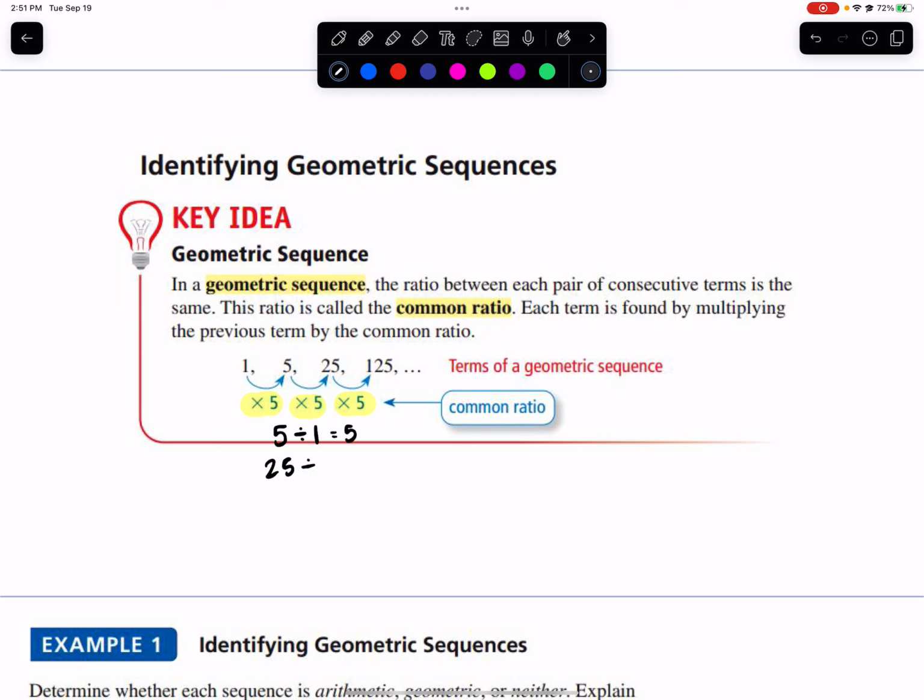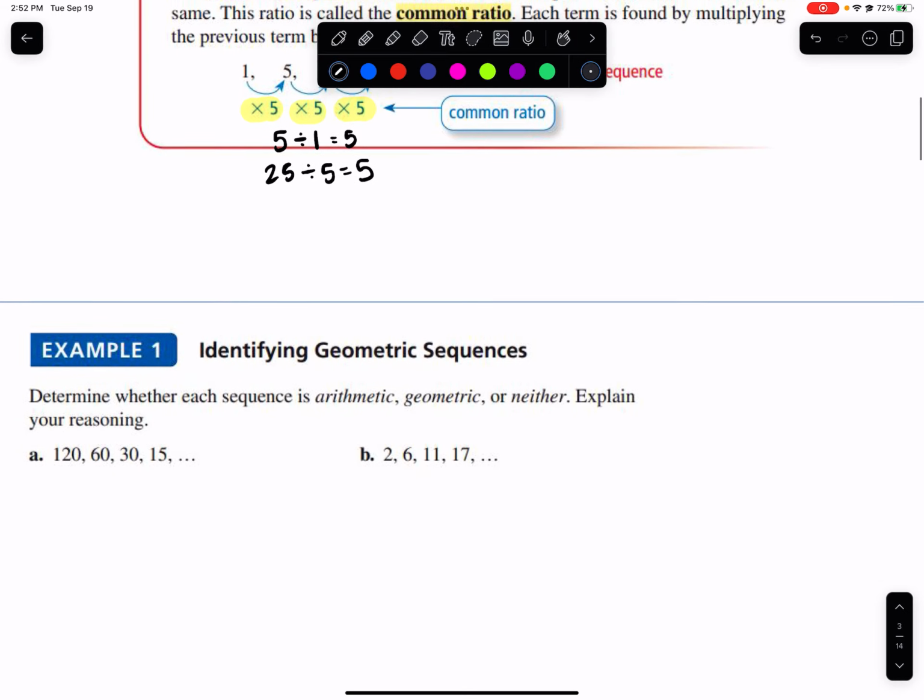So in this example, if I were not able to tell that I was multiplying by 5, what I would do is take 5 divided by 1, or 25 divided by 5, or 125 divided by 25, and they would all give me that common ratio of 5. Be careful with this one because dividing is the opposite of multiplying. So if I am dividing, that is still a geometric sequence. However, your common ratio is going to be 1 over whatever number you're dividing, which we will get into.